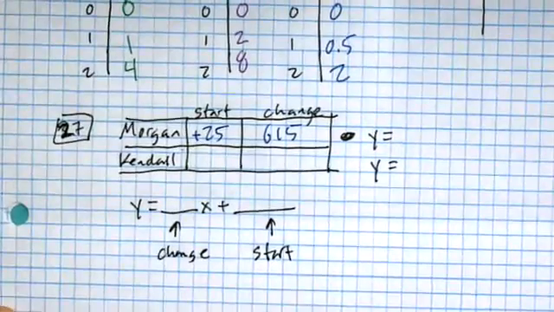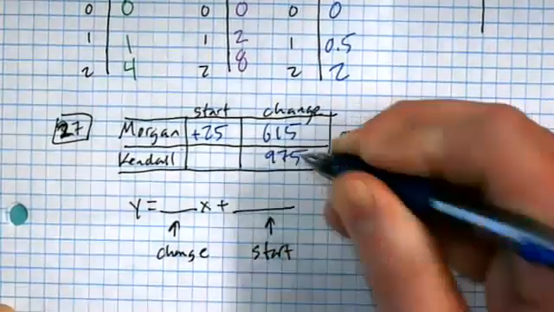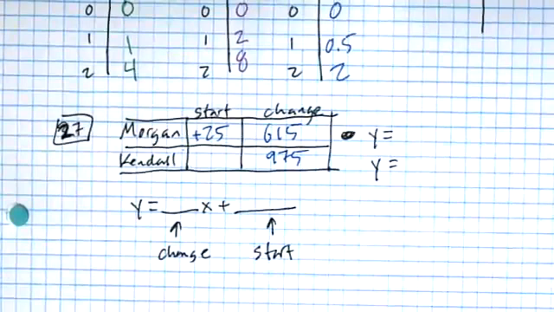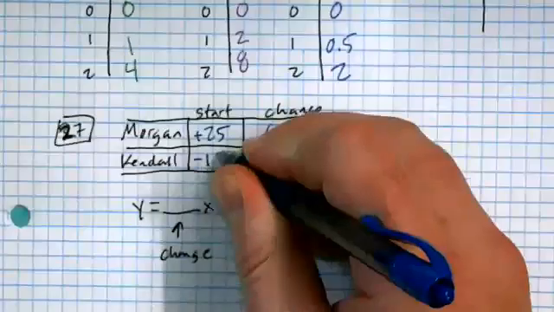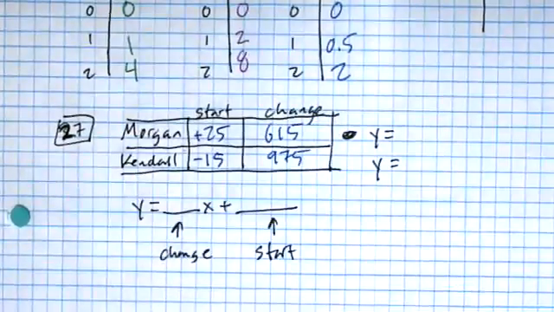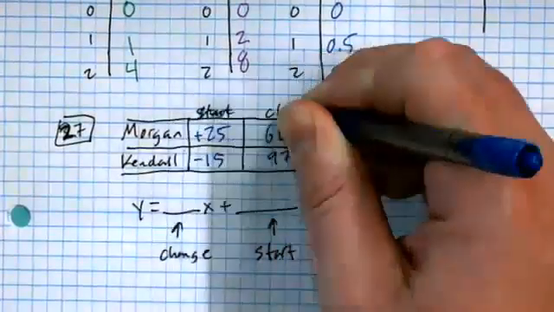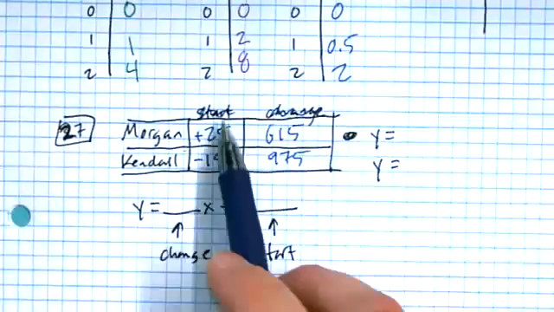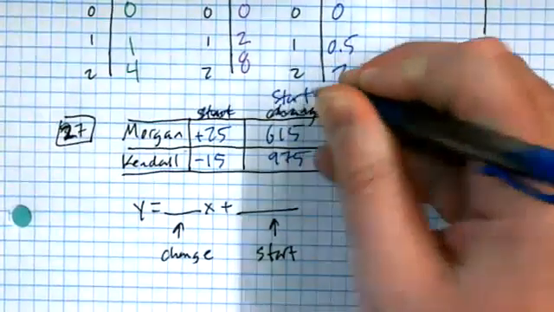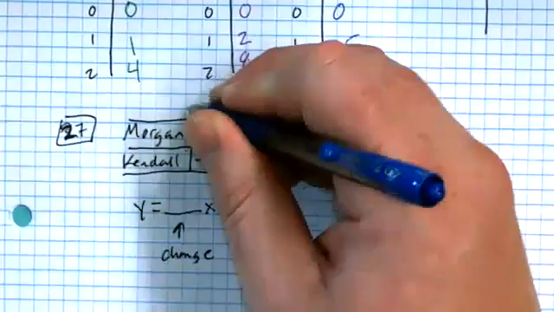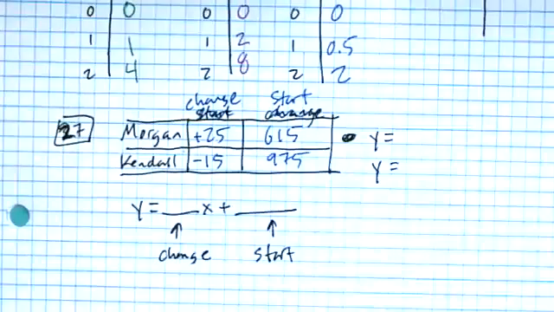Kendall started with $975 and is spending $15 per week. If Kendall's spending $15, is that positive or negative? It's negative. It's going to be decreasing. I flipped those around, didn't I? I just realized I put those in the wrong spots. Sorry. I had start here. This isn't the start, is it? These are the starts. I didn't read my thing very well. So this is a change and this is the start. My apologies.